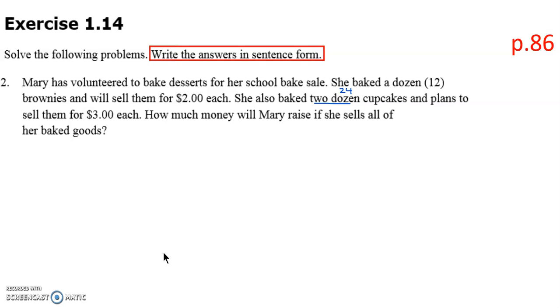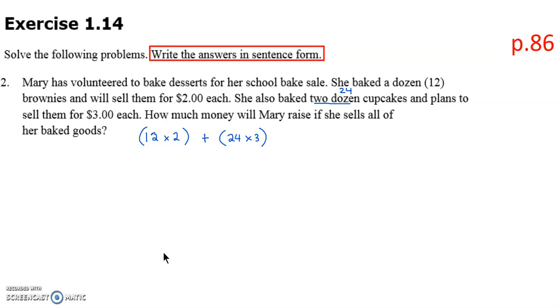So what we're going to do is set up an expression that allows us to show our plan. We're going to take those dozen brownies, and because each and every one of those is $2, we're going to be multiplying by 2. That's for our brownies. I'm going to put brackets around because I'm going to be adding that answer to the cupcakes. But the cupcakes are a different price, and there's 2 dozen of them, so there's 24 of them, and they are $3 each.